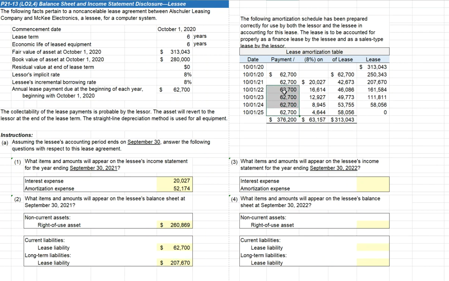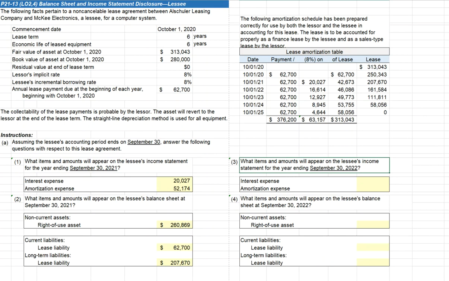The long-term lease liability is the present value of our remaining lease payments, years 2022 through 2025. We have 4 more lease payments to make. The present value of those lease payments would be $207,670. All right, what items will appear in the lessee's income statement for the year to September 30, 2022?